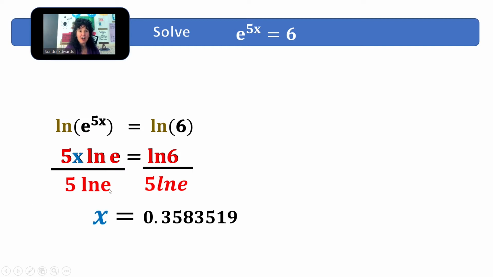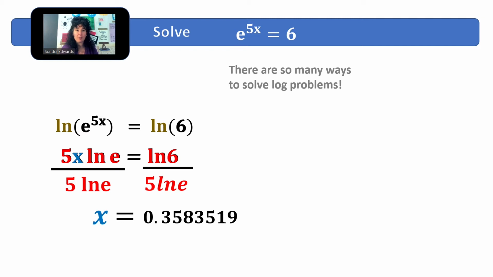Now, some of you might be screaming, what? Come on, natural log of e equals 1, because you know your properties. Well, that's great. 1 times 5 is 5, and when we take natural log of 6 divided by 5, we'll get the same answer. All right, so there are so very many ways to solve the problem, so I am going to introduce just one shortcut because it's such a big shortcut.